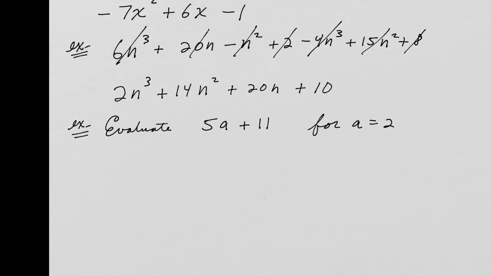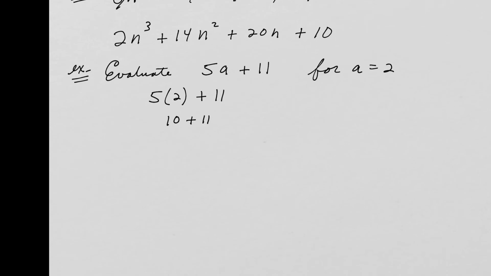Okay, well, all that means is you go to the polynomial, right? Go to that expression, and where you have an a, you're going to plug in a 2. That's all you're doing. You're just substituting in that value. And then make sure you use order of operations to expand it out. So I need to do multiplication first, right? So 5 times 2 is 10. And then 10 plus 11 is 21. So this would be equal to 21. That would be the answer.